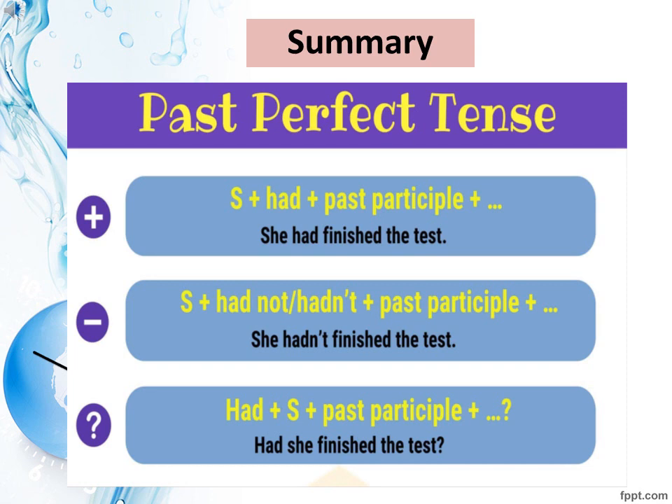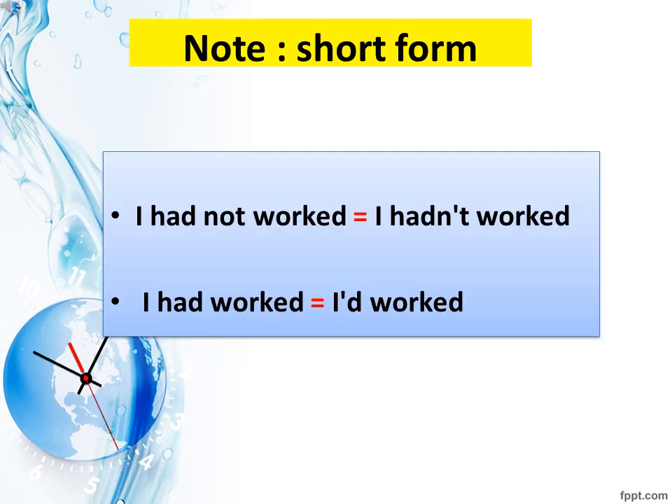Now let's see the uses. Here is a short note that we should make the short form of the past perfect. Example: I had not worked or I hadn't worked. كلا الطريقتين صحيحتين. Okay. And affirmative: I had worked or I'd worked.